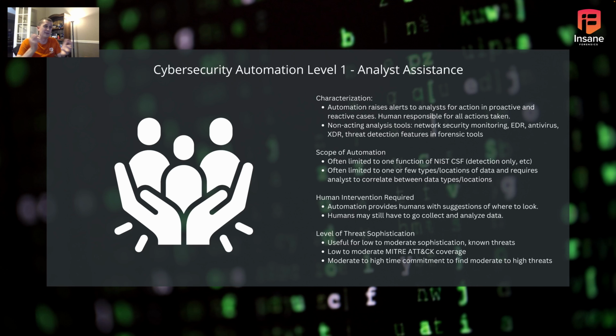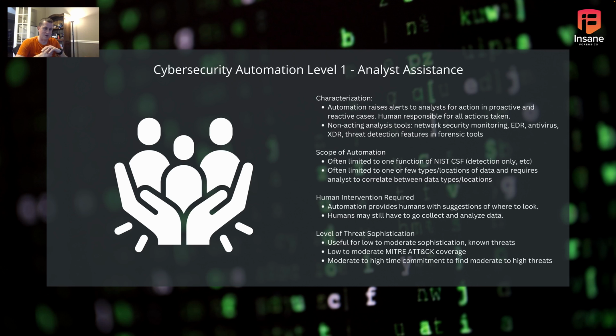Maybe you have some data in Splunk. Maybe the analyst has to go elsewhere, though. Maybe you're pulling memory and other things and doing that, right? Human intervention's required, right? The automation might provide humans with suggestions, but the human has to go collect and analyze that data, right? Sophistication, again, this is good for low to moderate sophistication, largely known threats, low to moderate MITRE ATT&CK coverage.